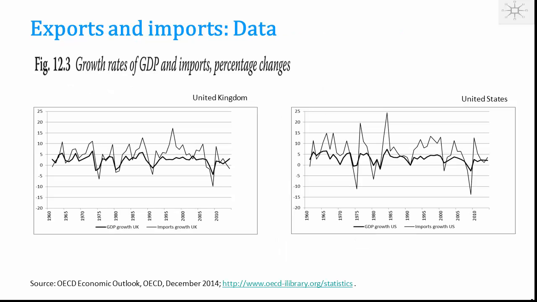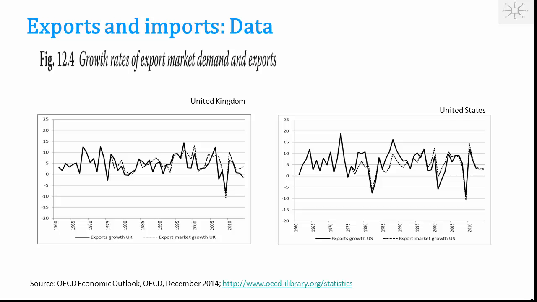Then in the book there are several graphs for different countries illustrating the correlations that you see in the data. You see here that imports are highly correlated with GDP growth. Similarly, exports are very correlated with foreign demand.